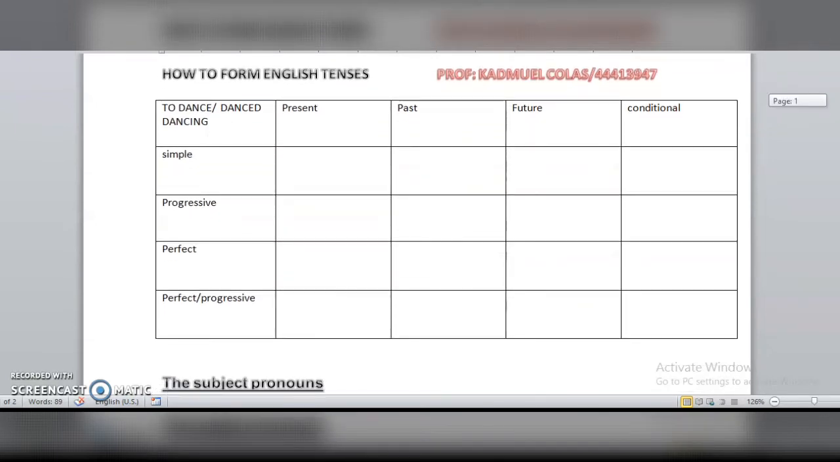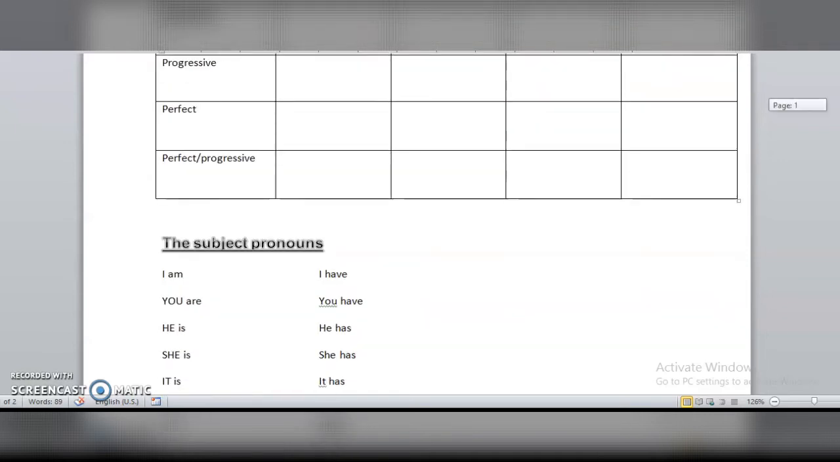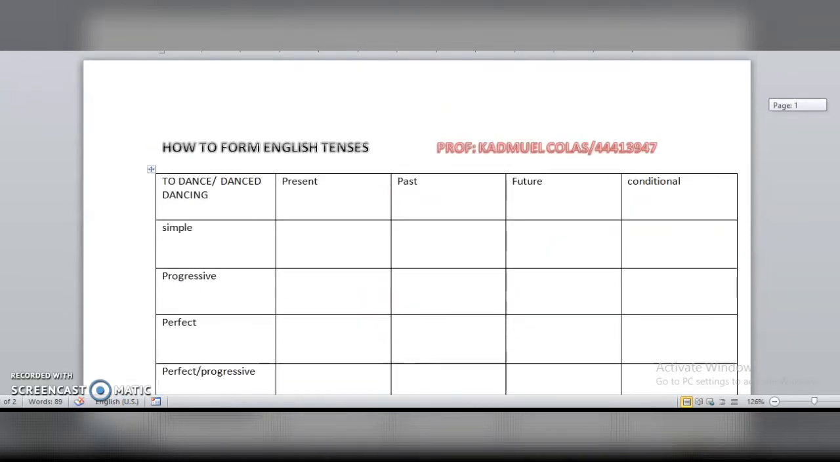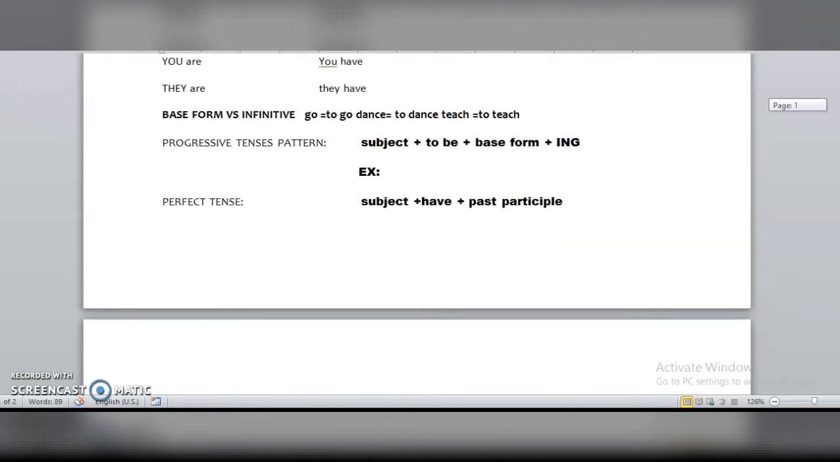So good. I'm not going to teach about when to use the tenses. I'm going to teach about how to form them today. After that, I think in another video you are going to get how to use them and when to use them. Okay, good.